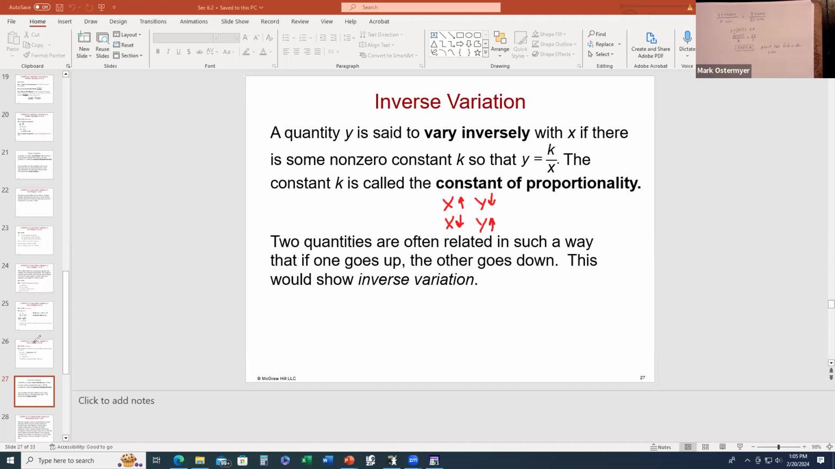Can somebody give me an example of an inverse variation between two variables in the real world? Any example? Anybody?